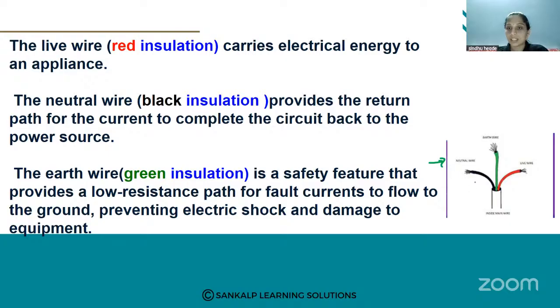I have explained what type of wire we call red insulation and what type of wire we call green insulation, and I have shown that here in the image. See, when it is insulated with red, this is considered as live wire and it is always positive. If suppose it is insulated with green, it is considered as earth wire, and if suppose it is insulated with black colour, it is considered as neutral wire. It is negative.